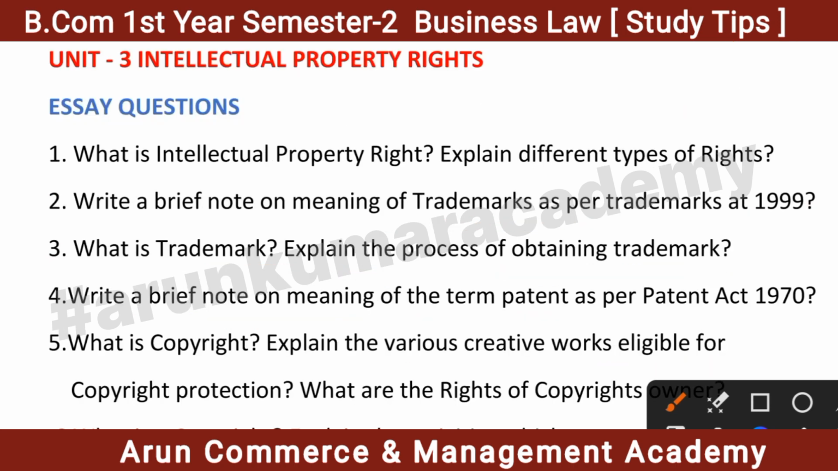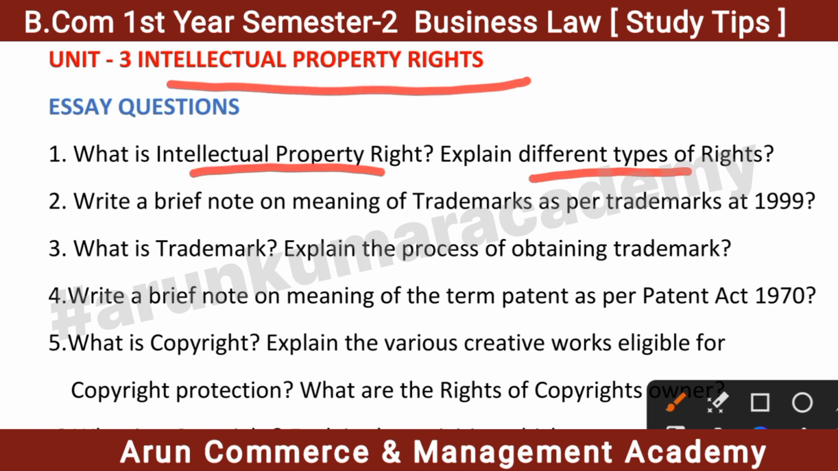Coming to unit 3, that is intellectual property rights. Get thorough knowledge of intellectual property rights. First understand what is the meaning of intellectual property. How many types are there? Some intellectual properties are trademarks, copyrights, patents, and trade secrets. Go through all these things and get thorough knowledge. We may expect any one question from trademarks, copyrights, patents, or trade secrets.